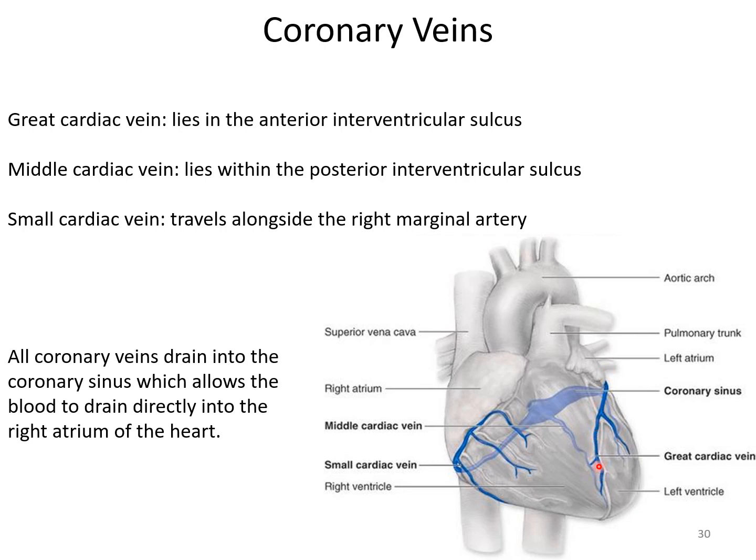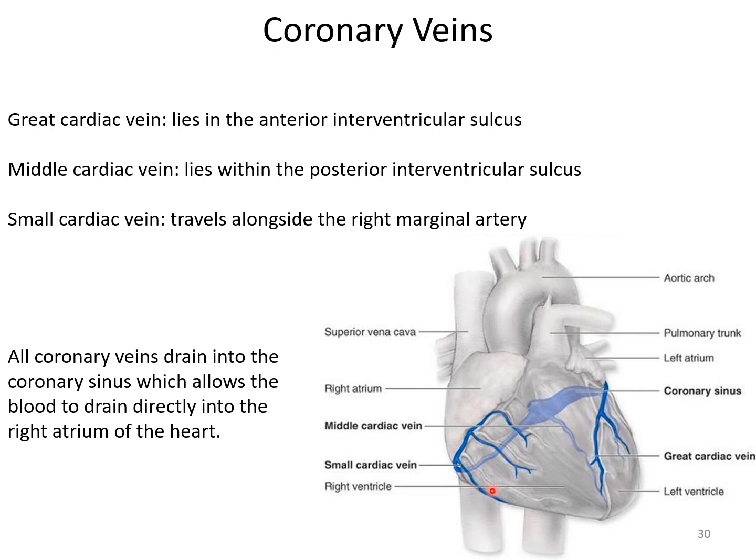The middle cardiac vein is here. It lies within the posterior interventricular sulcus. And then the small cardiac vein travels along the right side of the heart, next to the right marginal artery. So all of these veins are going to drain into the coronary sinus.